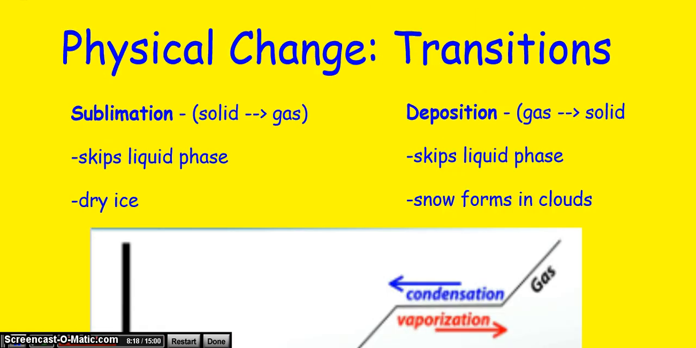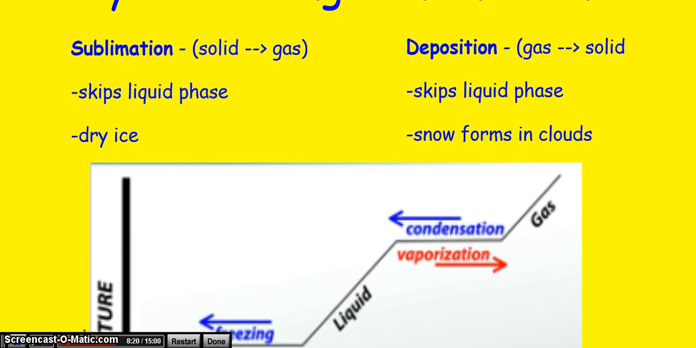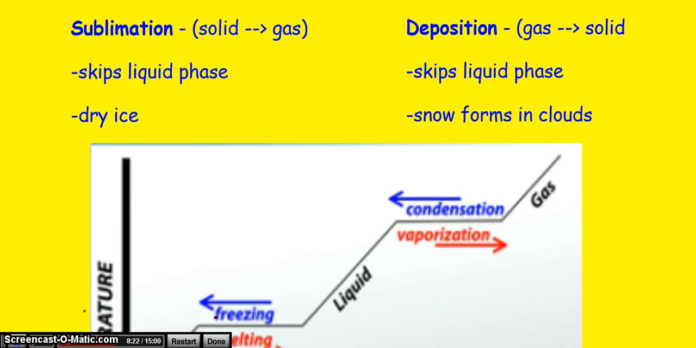In our last set, we have the ones that skip a state. So sublimation would be when you go directly from a solid to a gas. So that energy state where it exists in a liquid is such a small range of temperatures, it goes right to the gas state directly from the solid. A great example of this is dry ice. So dry ice, which is carbon dioxide in the solid form, will transition directly to the gas state.